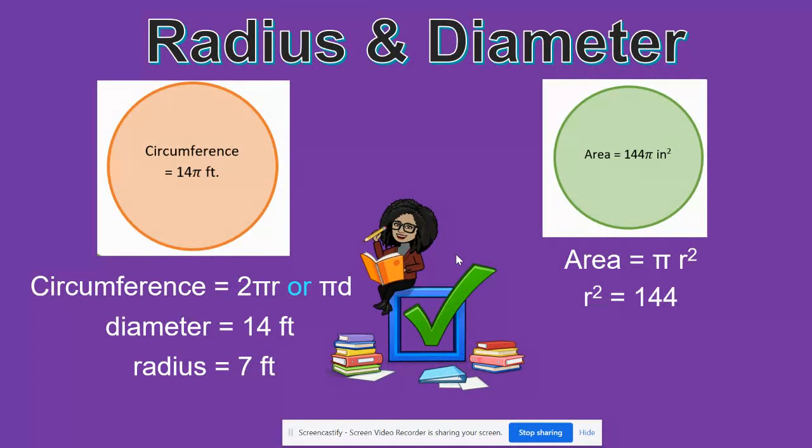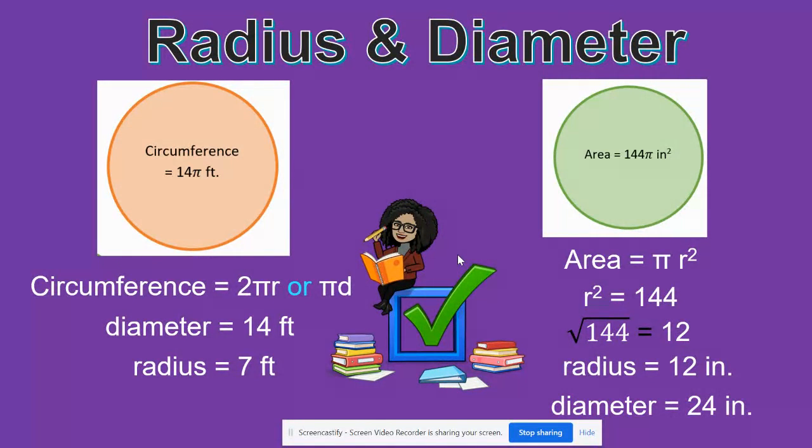Now I have to think. r squared is equal to 144, so what times itself equals 144? I can take the square root, and I see that it's 12. So now I know that my radius is equal to 12. And I can easily calculate my diameter because I know radius plus radius equals my diameter, which is 24 inches.